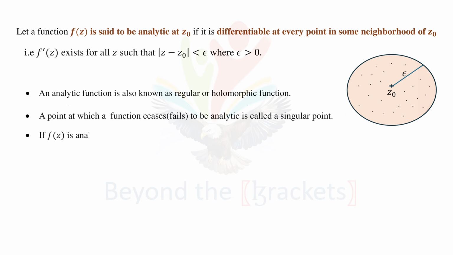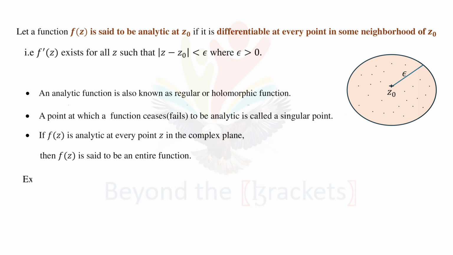If f(z) is analytic at every point in the complex plane, then f(z) is said to be an entire function. Examples of entire functions are e^z, sin z, and polynomials. These functions are differentiable at every point in the complex plane and hence they are analytic everywhere. Therefore, they are called entire functions.